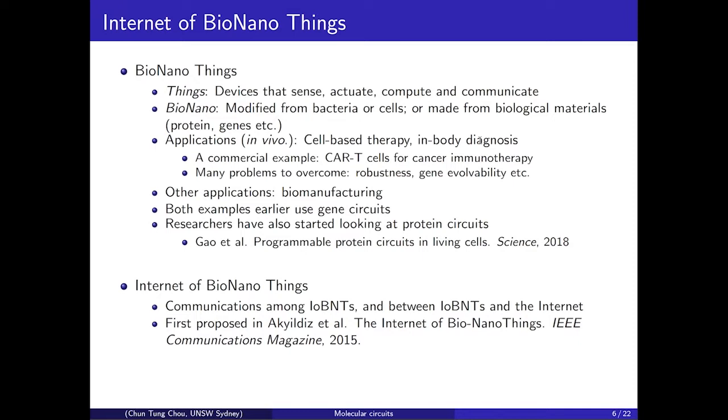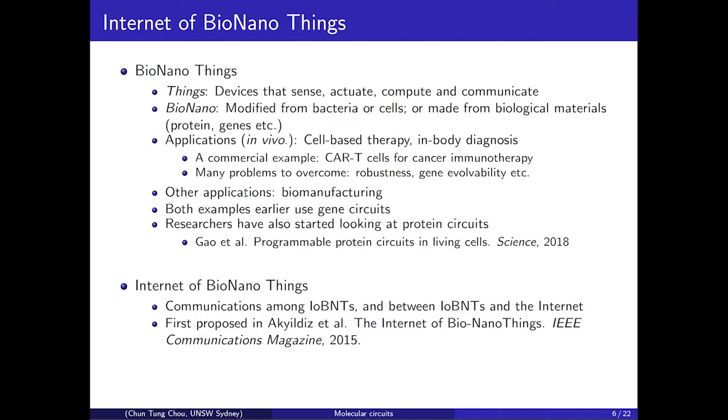A very well-known example is the CAR T cell, which is used for cancer immunotherapy. Now, getting these bacterial engineered cells to work is no easy task. There are many problems to overcome: robustness, the genes will evolve, and you need to make sure that things work well. I also want to point out that there are many other applications of these BioNano things. They can be used in biomanufacturing, for example.